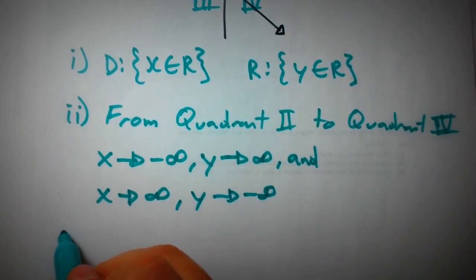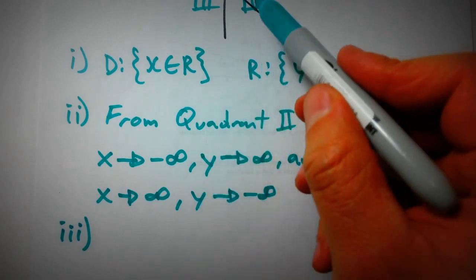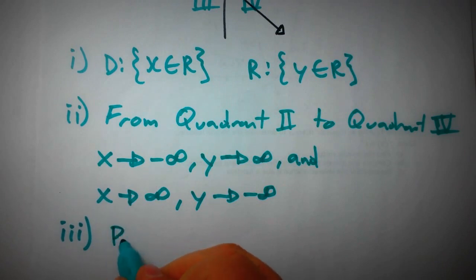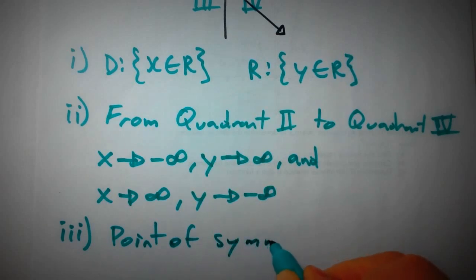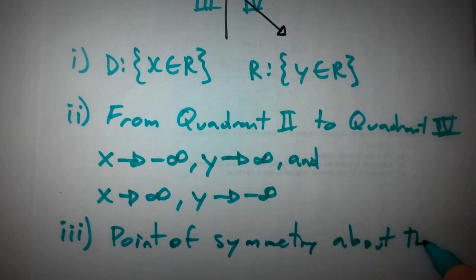Okay, and is there any symmetry on this? Yes, because it is an odd degree function, we know that there is a point of symmetry around the origin. So we can say that there is a point of symmetry about the origin.